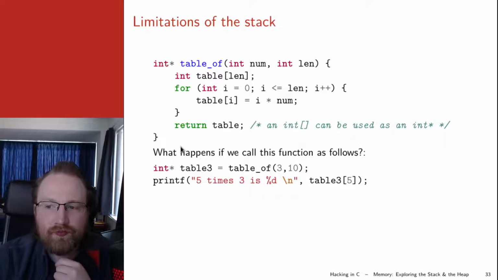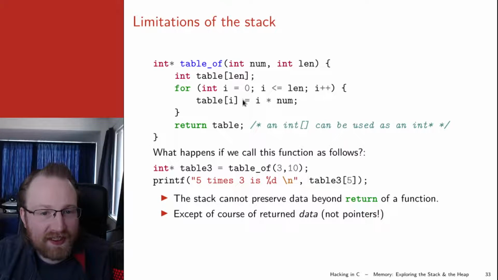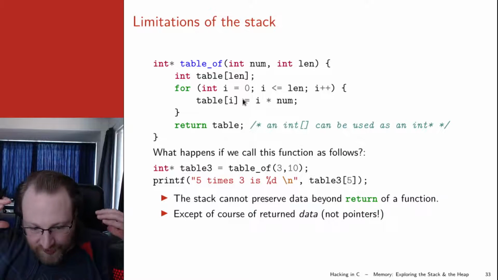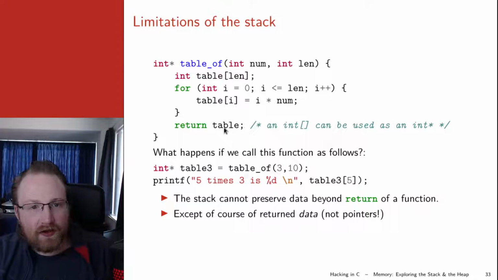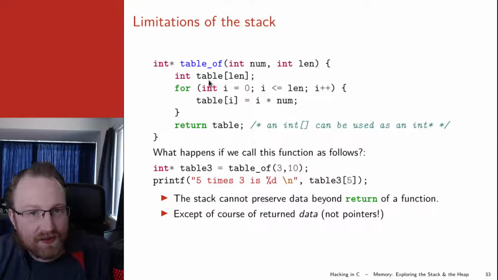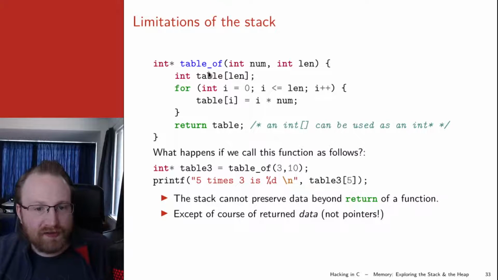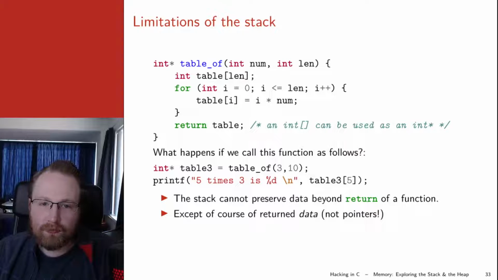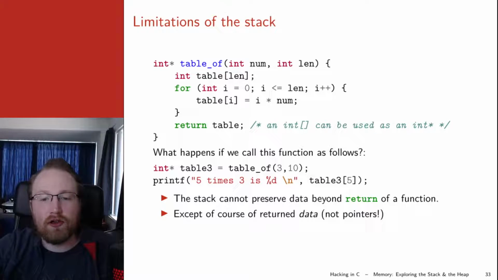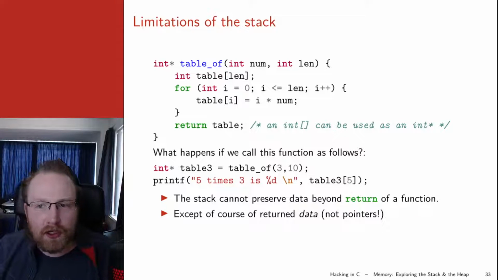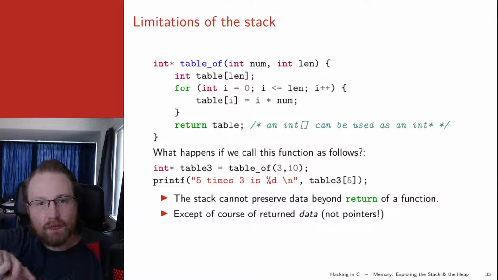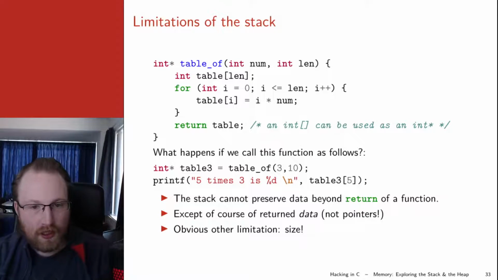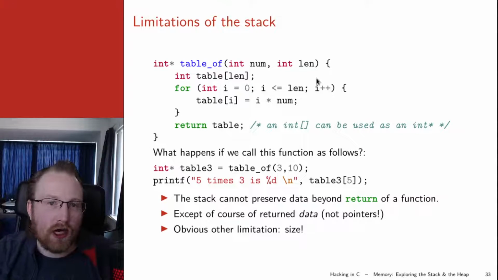But then the function returns, and the stack cannot preserve that data beyond the return of the function, because as soon as the function returns, its stack frame is invalid, right? If you call a function again, then the memory that table lived at will be overwritten by that other function. So any data that is on the stack cannot be preserved beyond the return of a function. Of course, you can return a pointer to some memory elsewhere, but memory that's actually on the stack is gone. And the other obvious limitation here is that if I pass it length 4 gigabytes, then this will grow outside of stack bounds.